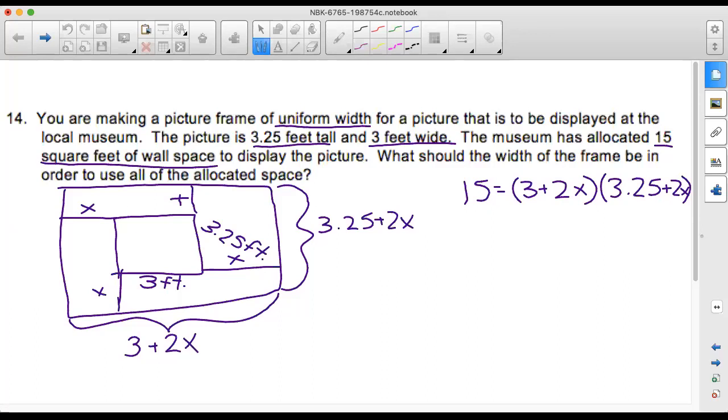All right, so now I'm going to go through and foil here. There were questions on when we have decimals. So when we are foiling, what are we going to get? What's that, 3 times 3.25? Malachi?